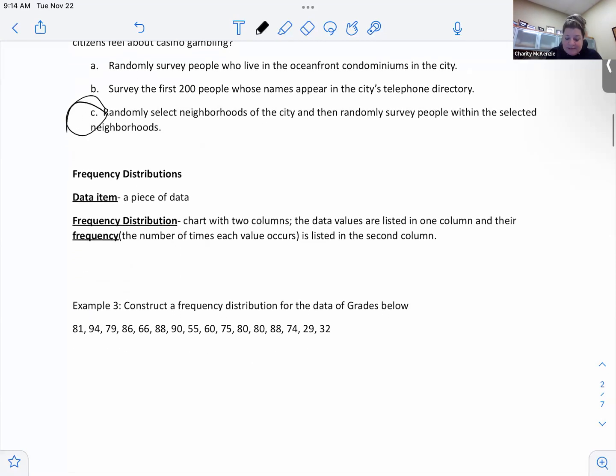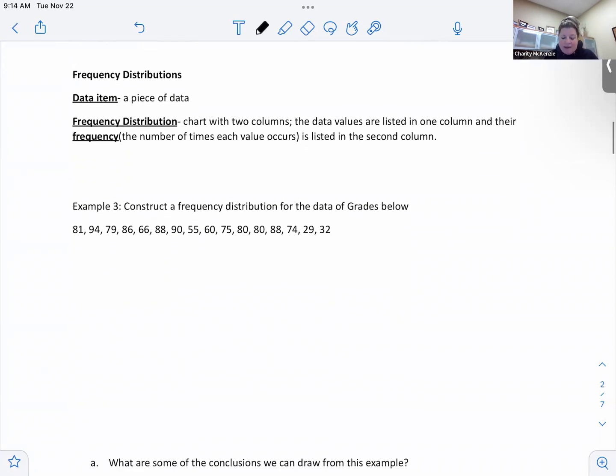Okay, so frequency distributions, we're going to move on. Now we've collected this data, and hopefully we've done it in a random way and the best we can. Each piece of data is a data item, so each number you collect. And a frequency distribution is just a chart with 2 columns: you list your numbers or your categories, and then how many of each one. That's all it is. Frequency is just how often something occurs.